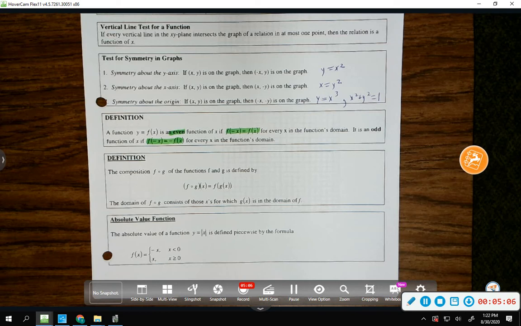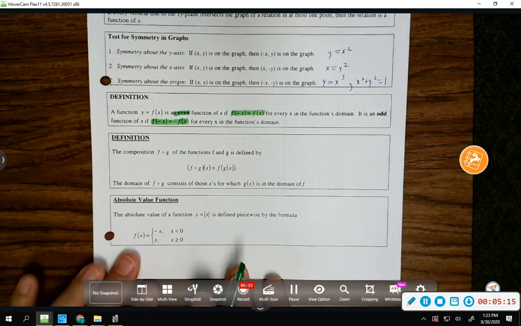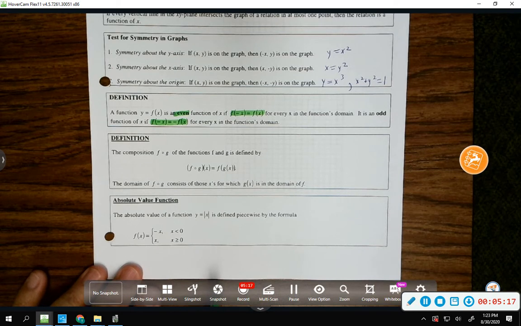Absolute value of a function. The absolute value of a function y equals the absolute value of x is defined piecewise by this formula. This will often confuse students. They will say, I thought the absolute value always had to be positive. How can it be negative x?